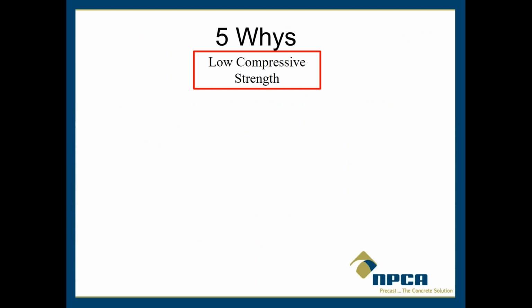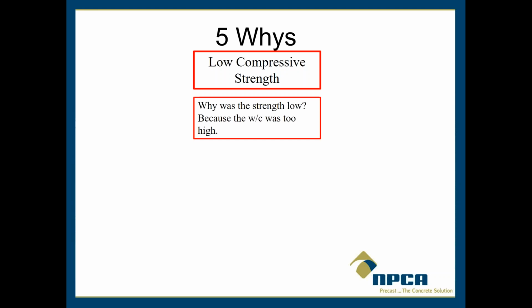So here's one that isn't in your handout. I added it later. So if we went through this, and I have low compressive strength. Now, this could be a release strength, could be stripping strength, could be whatever, but we have low compressive strength. Okay, so the obvious question is, why was the strength low? Because the water cement ratio was too high. Now, too high is a relative term, right? So we understand that it's higher than specified, maybe. Doesn't mean it's going to be low strength.